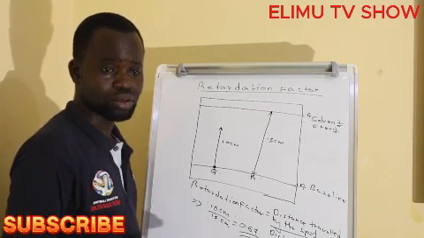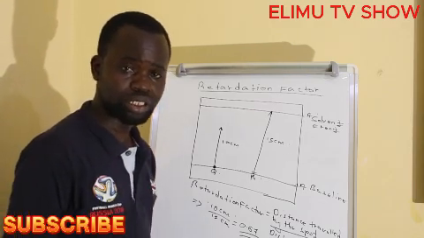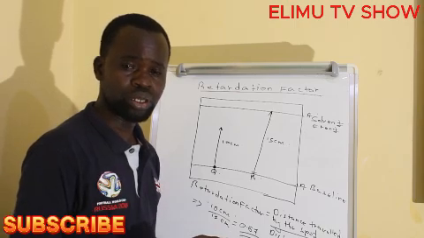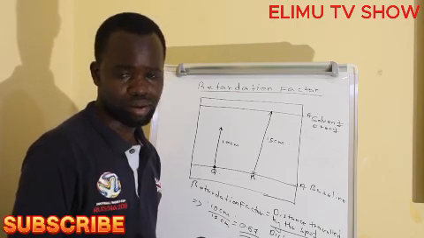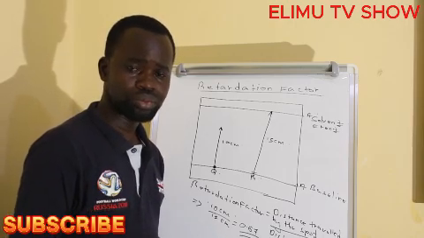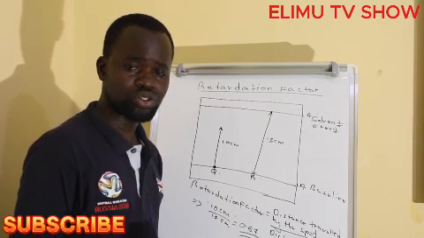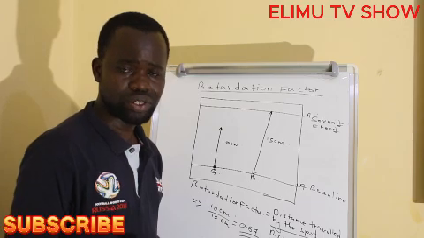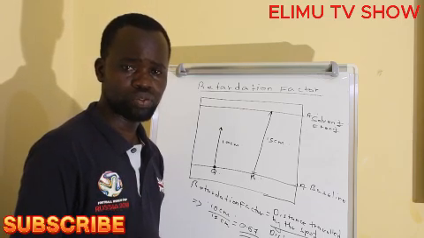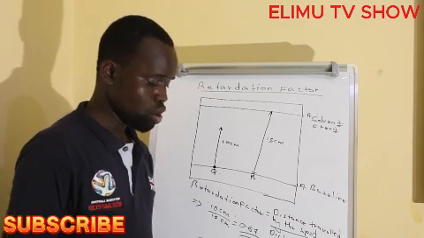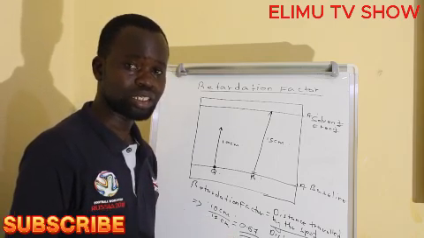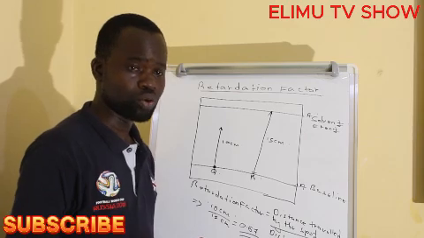And you have to understand that whenever you're calculating your retardation factor, the range should be between 0 and 1. So if you've done your calculation and you've gotten a number which is bigger than 1, just understand that you are wrong. And at the same time also, if you've gotten an answer which is below 0, just understand that you're wrong.